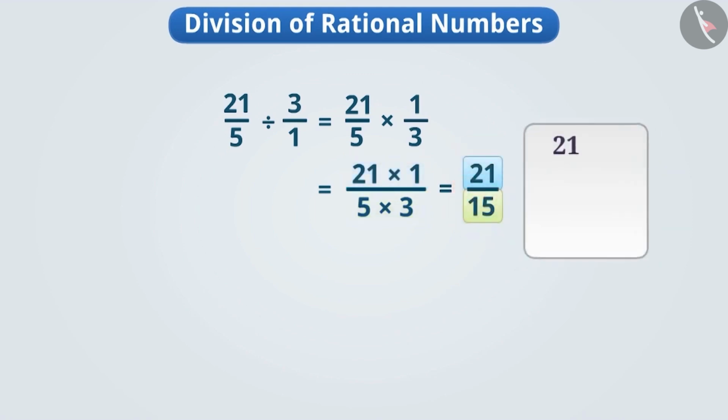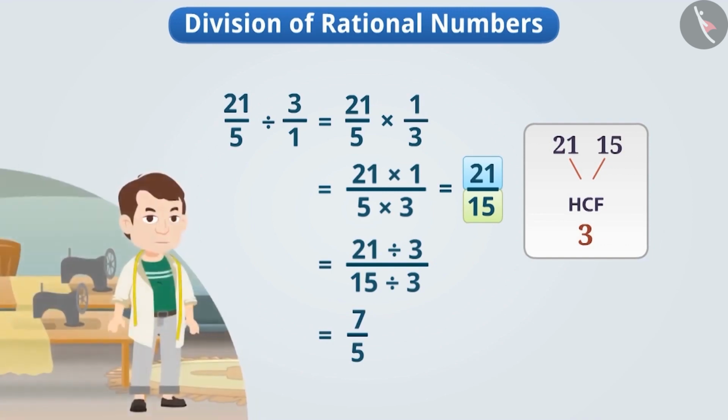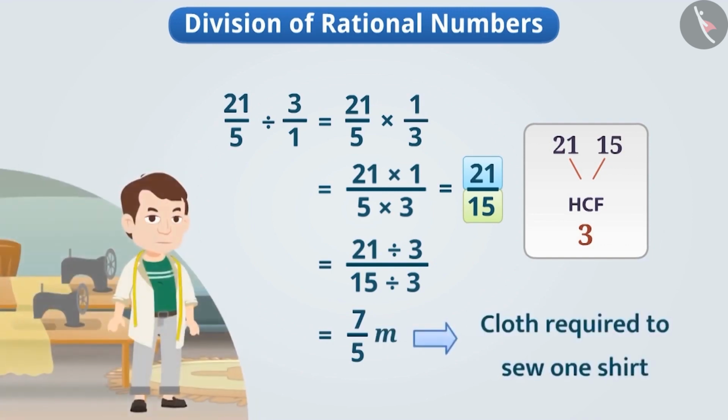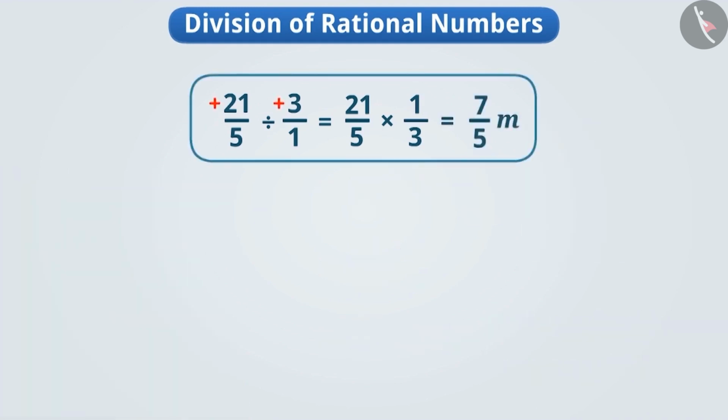Since the HCF of the numerator 21 and the denominator 15 is 3, we can divide both the numbers by 3 so that we get the result 7 by 5. That is, the tailor took 7/5 of a meter of cloth to sew one shirt. Here, we also find that the division of two positive rational numbers results in a positive number.